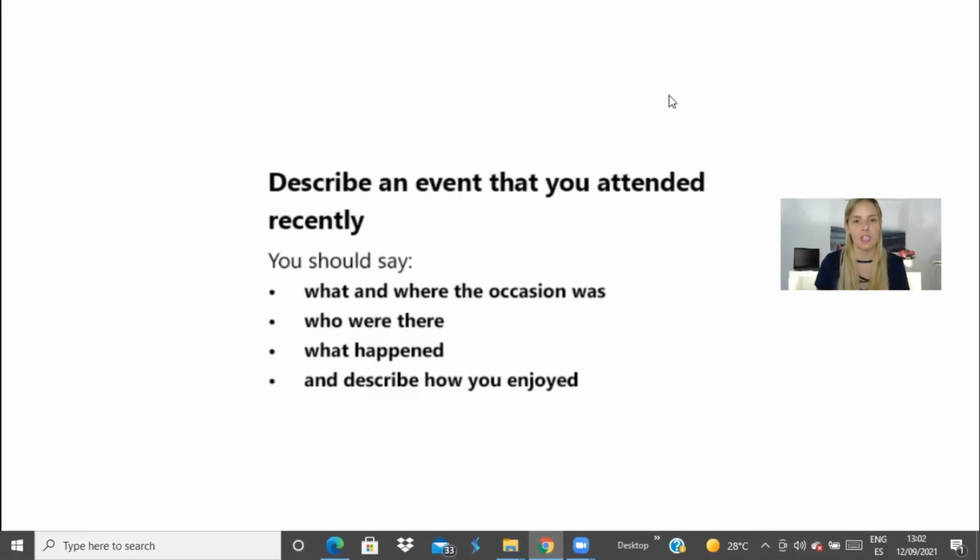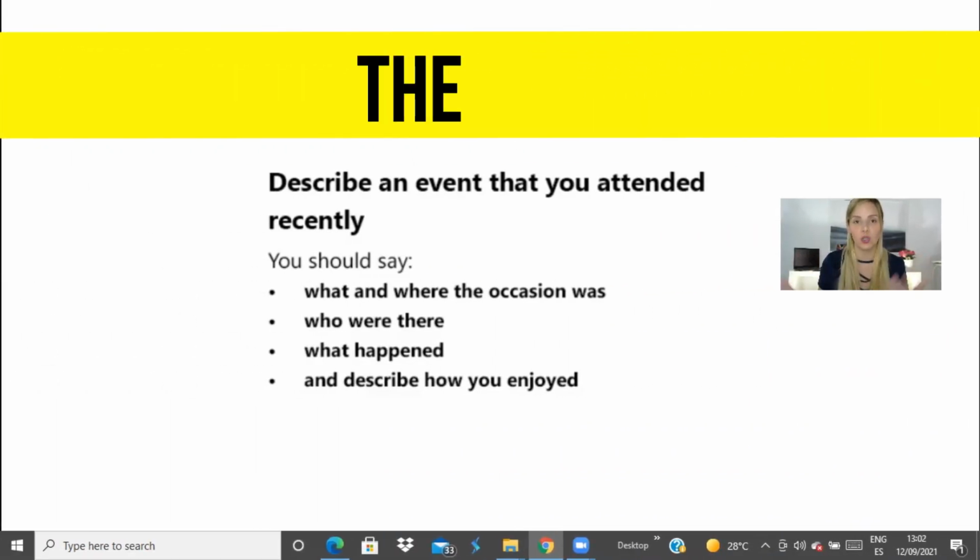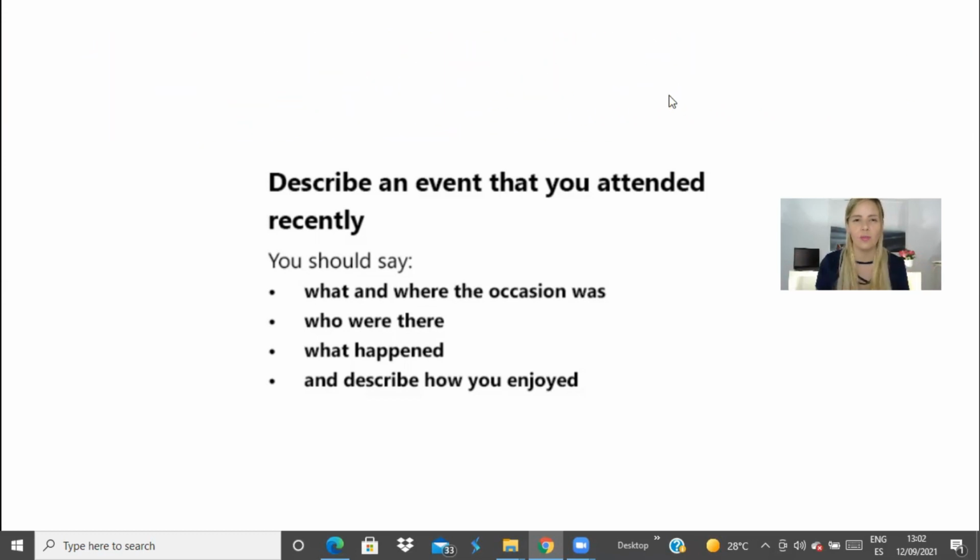Well, the second activity belongs to IELTS and it's called the talk. To be honest, it's a very simple, easy to prepare activity. Basically, during the exam, examiners give the candidates a cue card. This is like a topic card, where they're going to find a topic and some questions about the topic. As an example, I've got here: describe an event that you attended recently, and you should say what the occasion was, who was there, what happened, and describe how you enjoyed it.